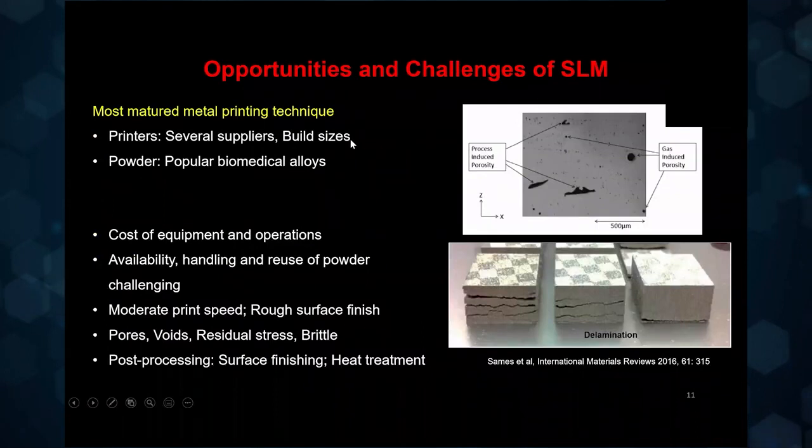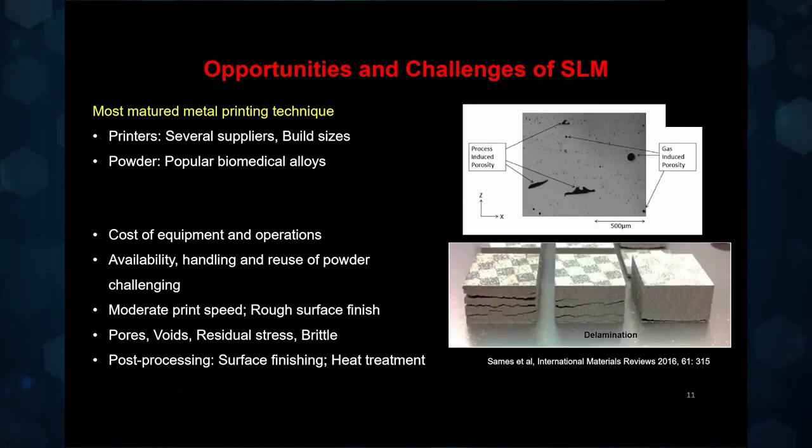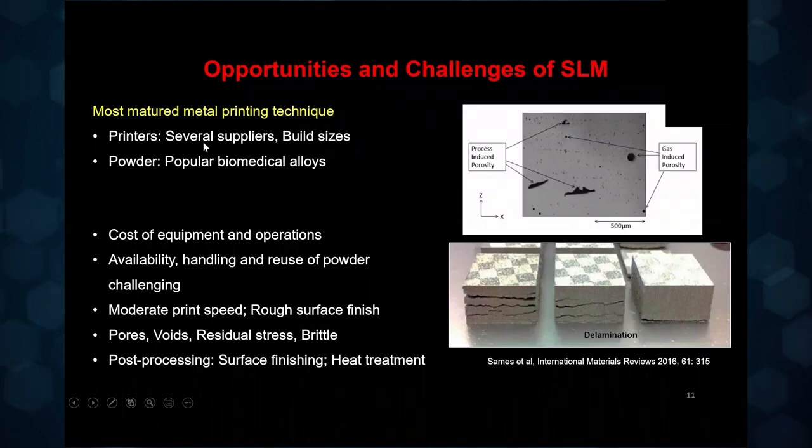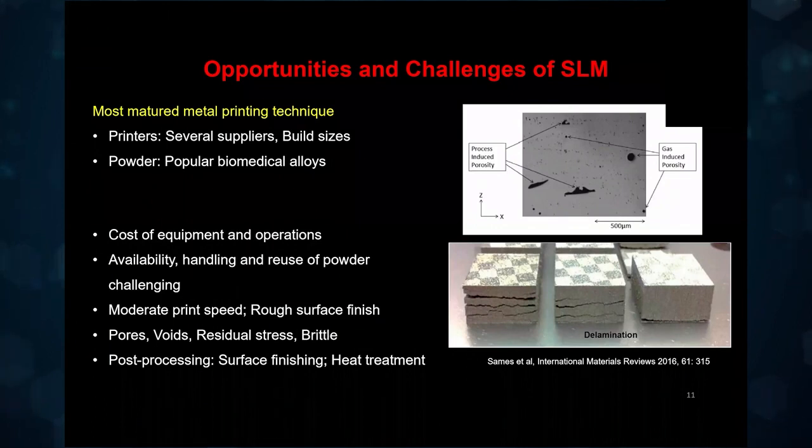These techniques are relatively new, and there's a lot of optimization that's still being done. But among these various techniques, SLM is probably the most matured metal printing technique. There are several suppliers now that do supply SLM printers, and the build size or the platform size can vary quite a bit. Also, what is quite useful from a biomedical standpoint is that most of these conventional alloys, like the titanium alloy, stainless steel, cobalt chrome, you can actually buy the powder from commercial sources, which makes it quite convenient to use metal 3D printing to make biomedical devices.